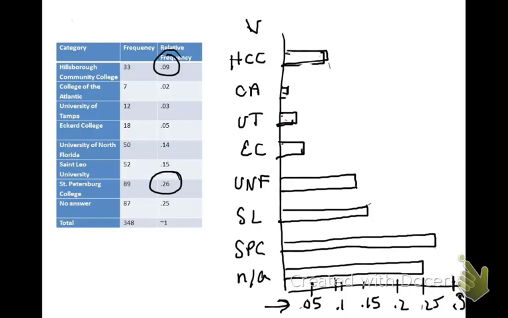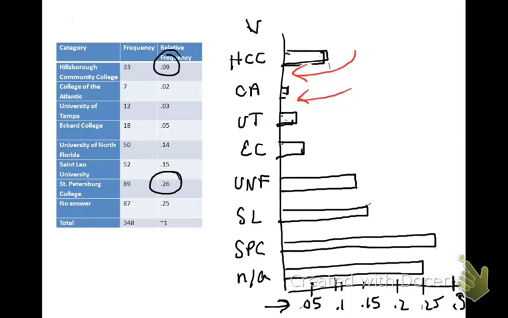One other thing to notice in this graph is that I've left very distinct spaces between the college names. Here there's a distinct gap, same here. You want to leave gaps for categorical data. The bars should not be touching each other.